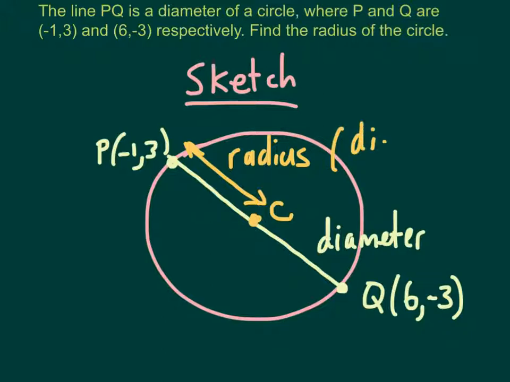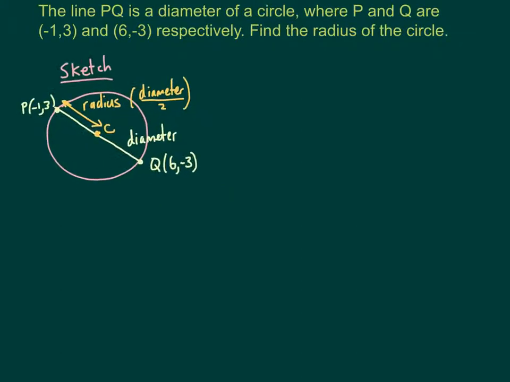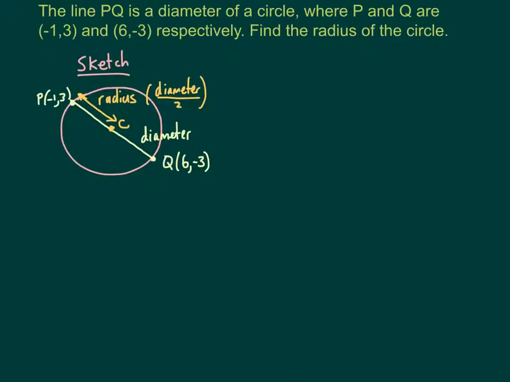Remember my radius, which is what we're going to find, is going to be half of that diameter. The only two coordinates we've got are P and Q. So if we use our formula for the distance between 2 points, we'll be able to work out the diameter, and then we just need to half that to get the radius. That would be the plan stage that we talked about in the previous lesson, working out what you're going to do to solve the problem.